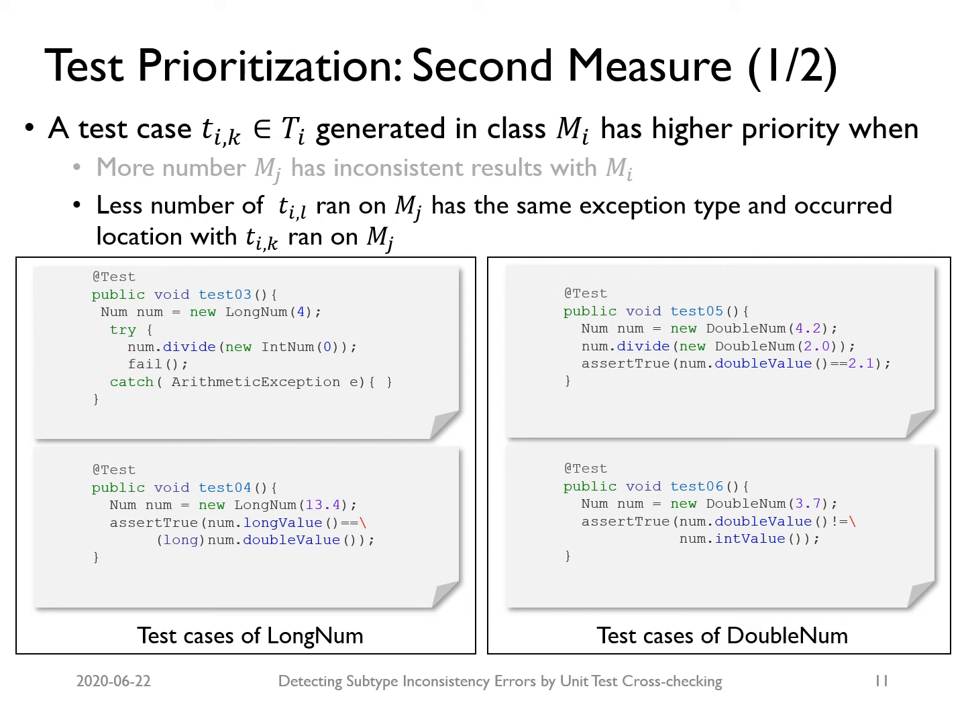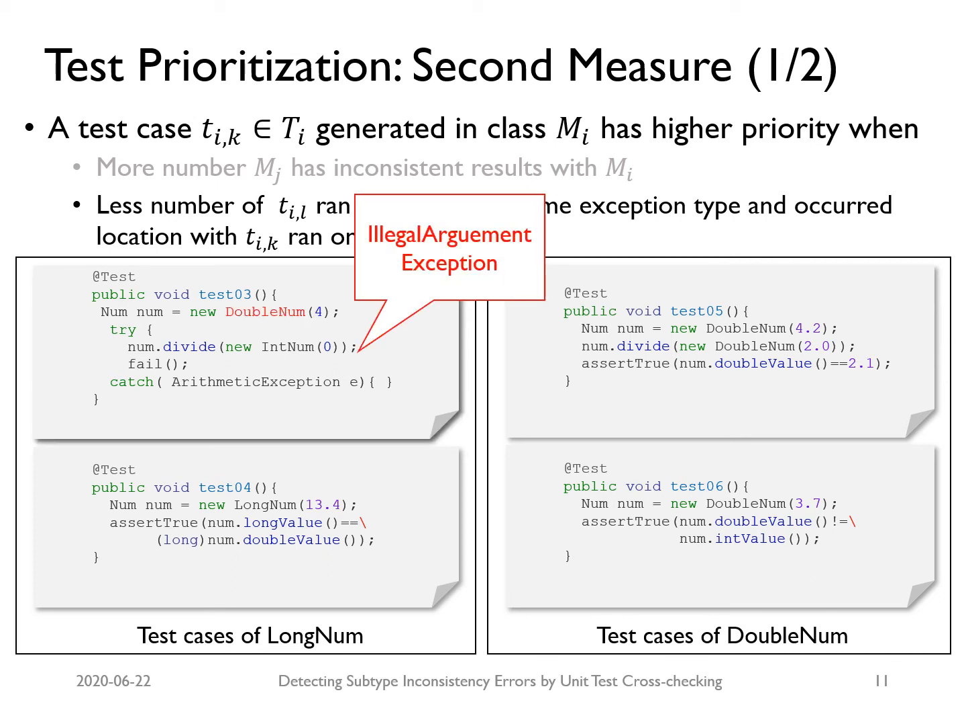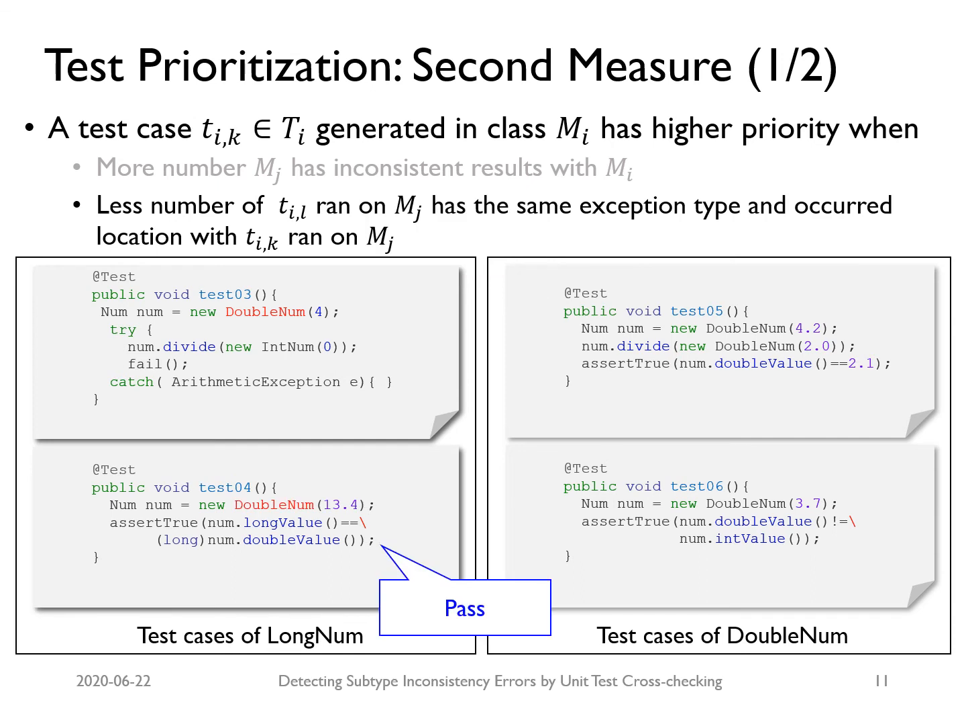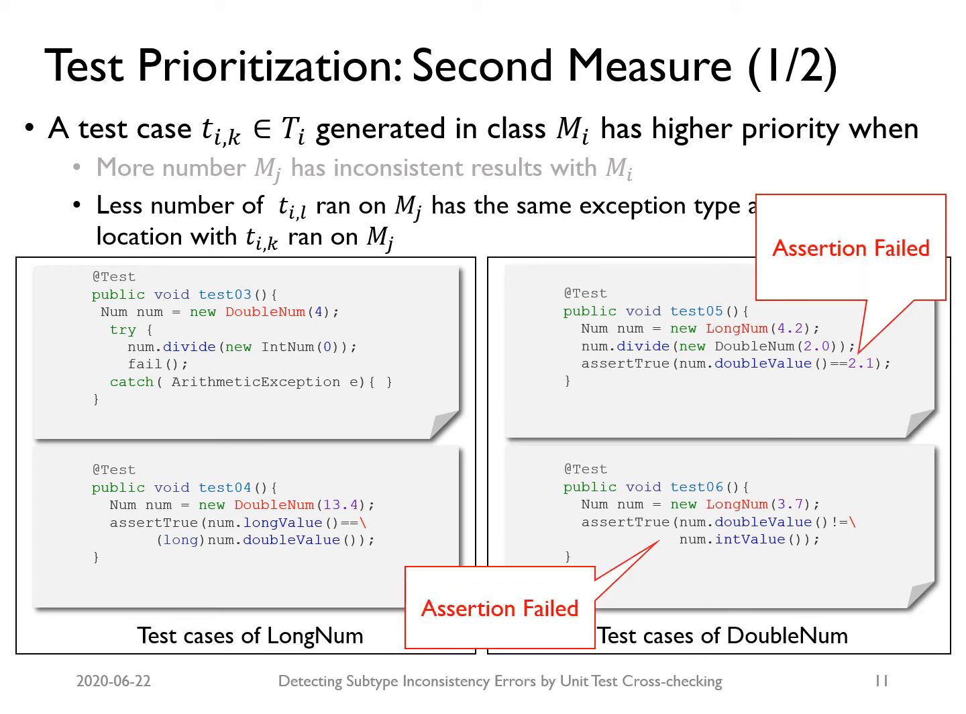Test 3 checks whether the method divide throws an arithmetic exception when the given argument is 0. When the long num instance is changed to double num, the test throws an illegal argument exception and it shows an inconsistent result. Test 4 checks whether the long value and double value of an object are the same, and this test shows a consistent result for double num. Test 5 and test 6 check whether the property of the floating point number is kept.